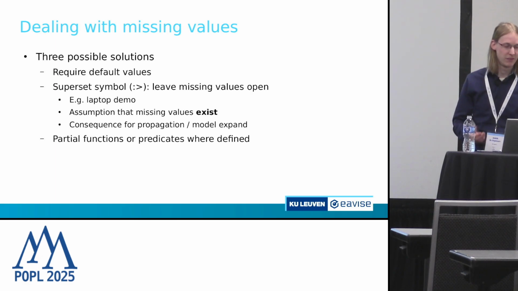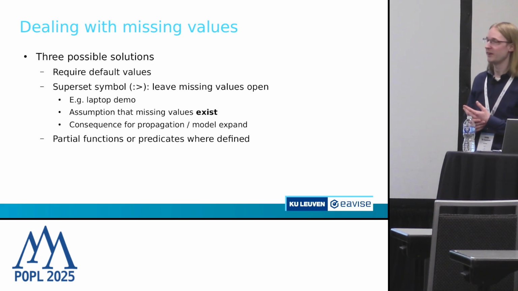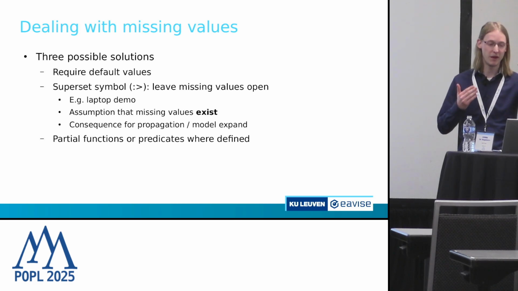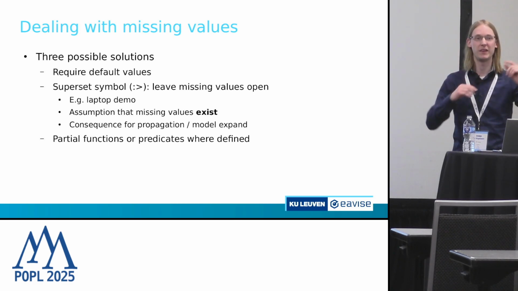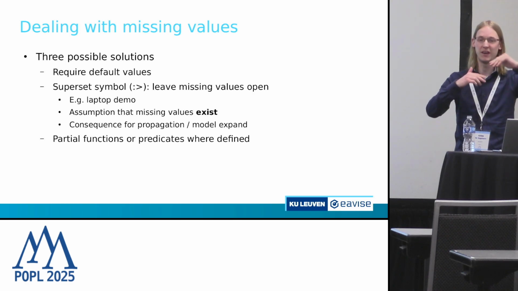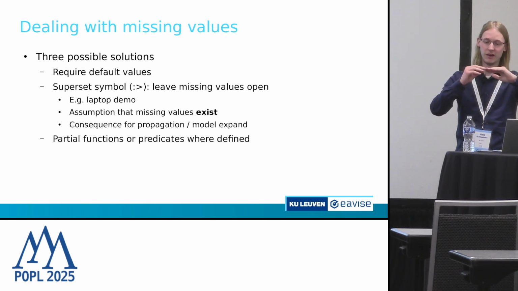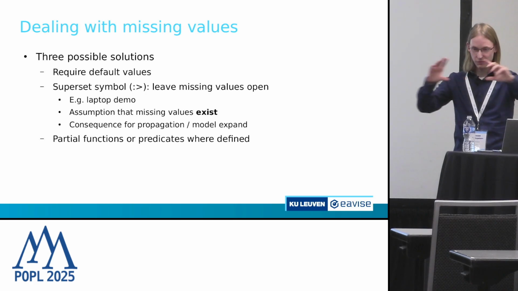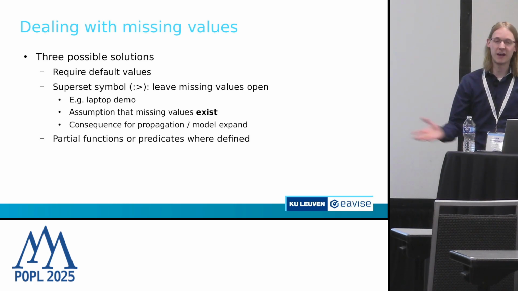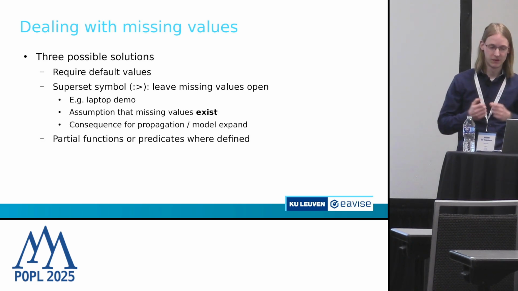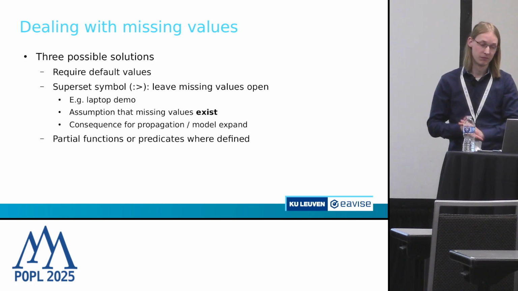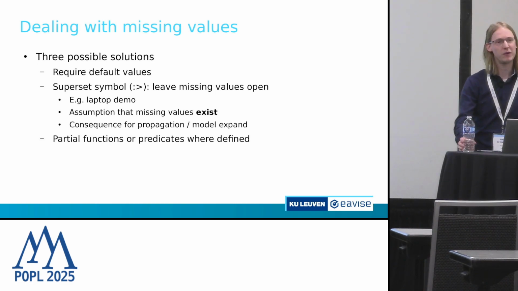But there are consequences for propagation. For instance, our interactive consultant will never be able to delete these laptops. So if you say the weight of a laptop has to be as low as possible, all laptops that don't have a weight will still be in there because it will just say, I don't know, I have to delete them or not. And if you have a model expand, it will add a value, a possible weight for a laptop.